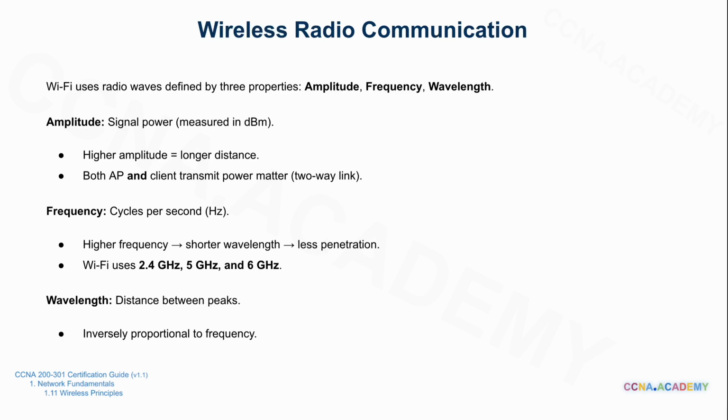Wi-Fi communication depends on three radio properties: amplitude, frequency, and wavelength. Amplitude controls signal strength, while frequency determines coverage and how well the signal penetrates walls. Higher frequencies, like 5 or 6 GHz, offer faster speeds but shorter range. Wavelength ties everything together by describing how the wave behaves in the environment. These fundamentals influence how we design wireless networks.